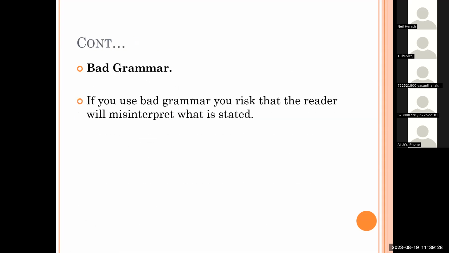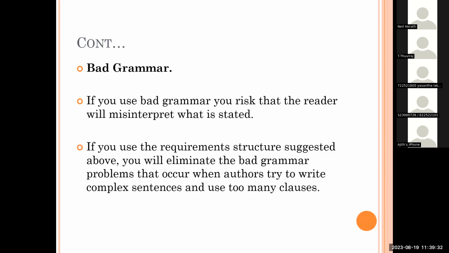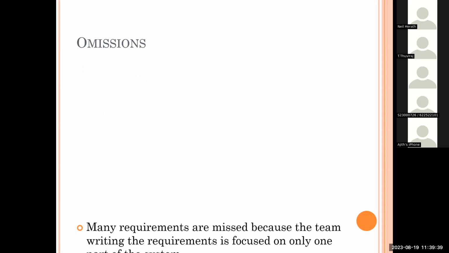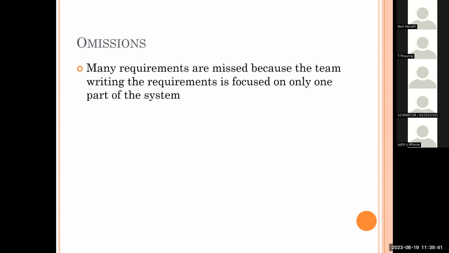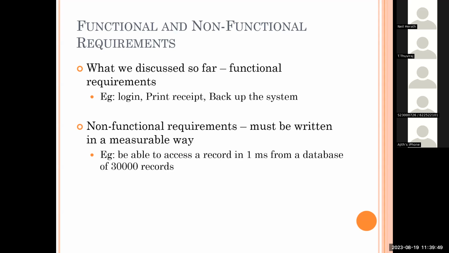Then the grammar, we already said, if you use bad grammar, then there would be a different meaning. The omission is that you miss something. So that maybe a part of the system is missing.